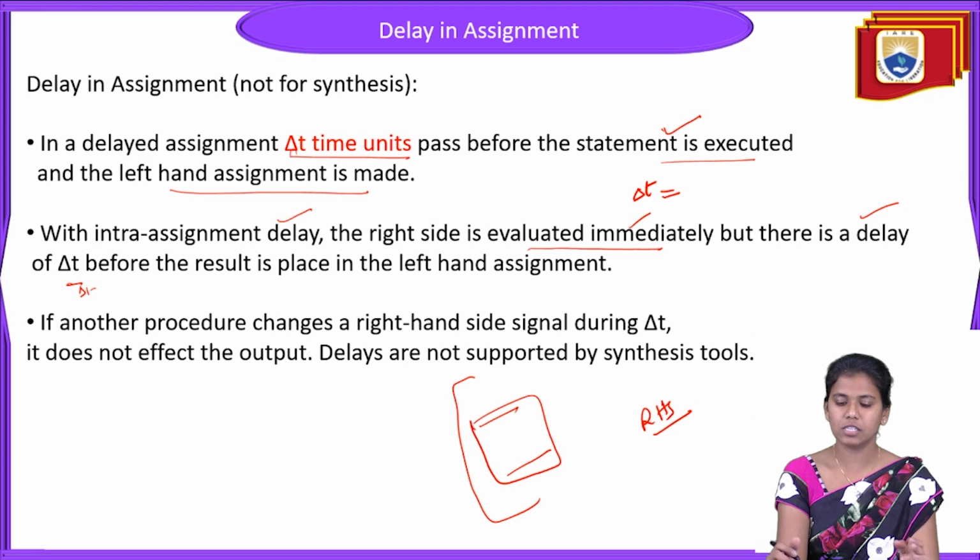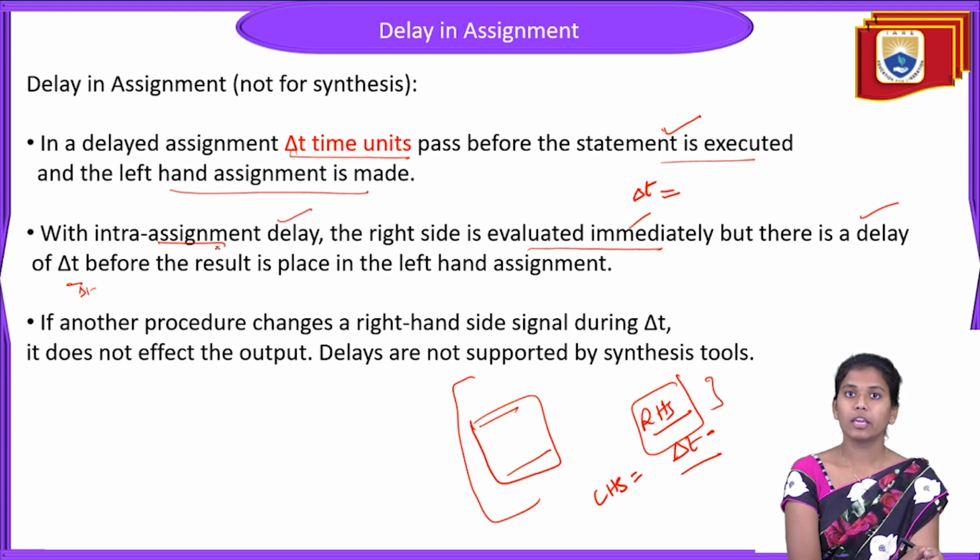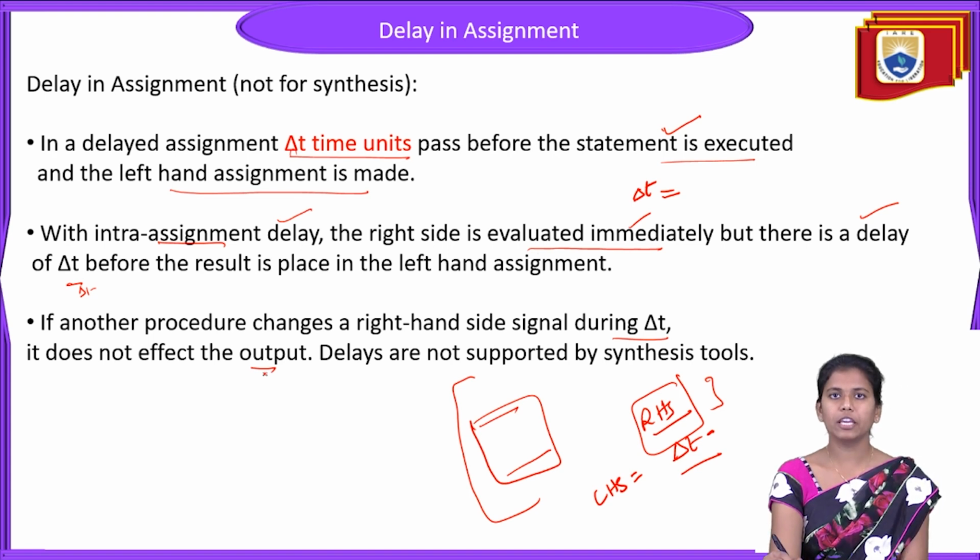Before the value is dumped onto the variable on the left hand side, the manipulations and controlling can be done with the timing control delta t. All these changes will be seen immediately only at the right hand side. This is nothing but the intra assignment delay. If another procedure changes a right hand side signal during delta t, it does not affect the output. So if you see changes happening immediately on the right hand side, no changes occur at the output with the time delay delta t.